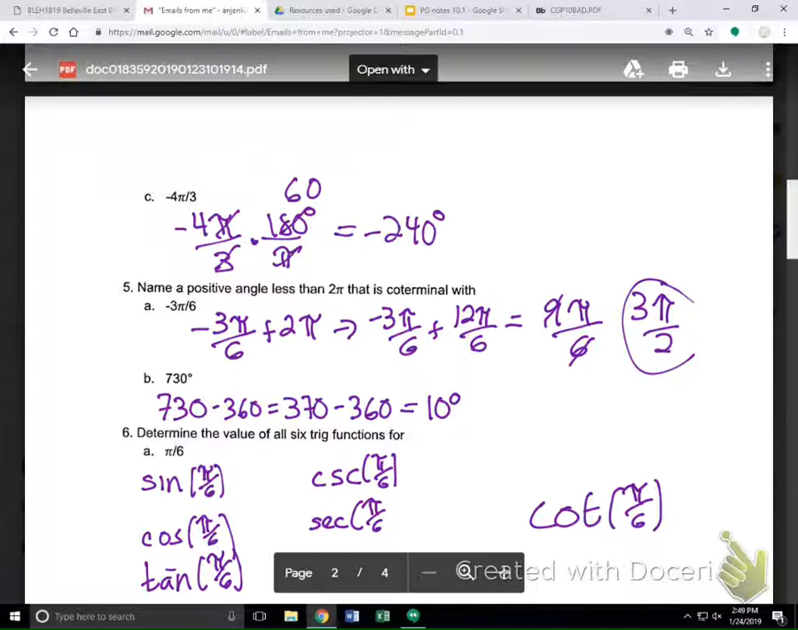Okay, so when you go to the unit circle and you find the value associated with pi over 6, what is it going to be? 30 degrees. So it's going to be 30 degrees. And at 30 degrees, we end up with the square root of 3 over 2, comma, 1/2.